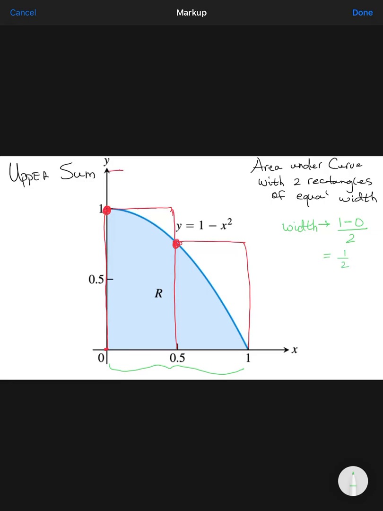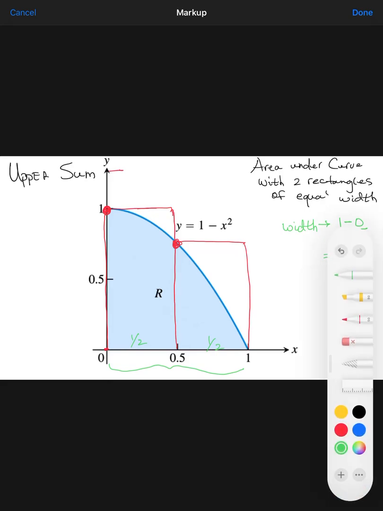So the width of both of those rectangles is 1/2. Alright, so this is 1/2 here. The width of that rectangle is 1/2. Now to find the height of the rectangle, or the length, because we said the area of a rectangle is length times width, or width times height. To find the height, all you do is plug in the x value, but you got to be careful which x values you're plugging in.